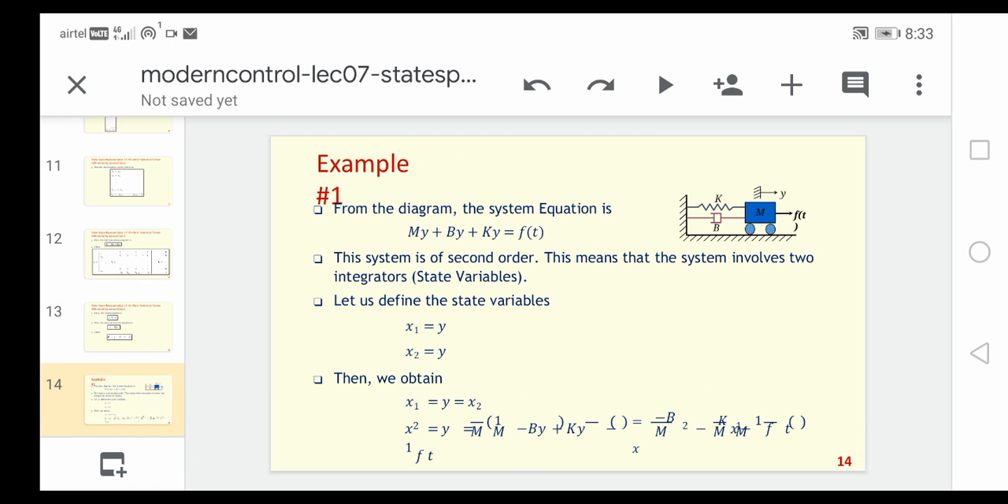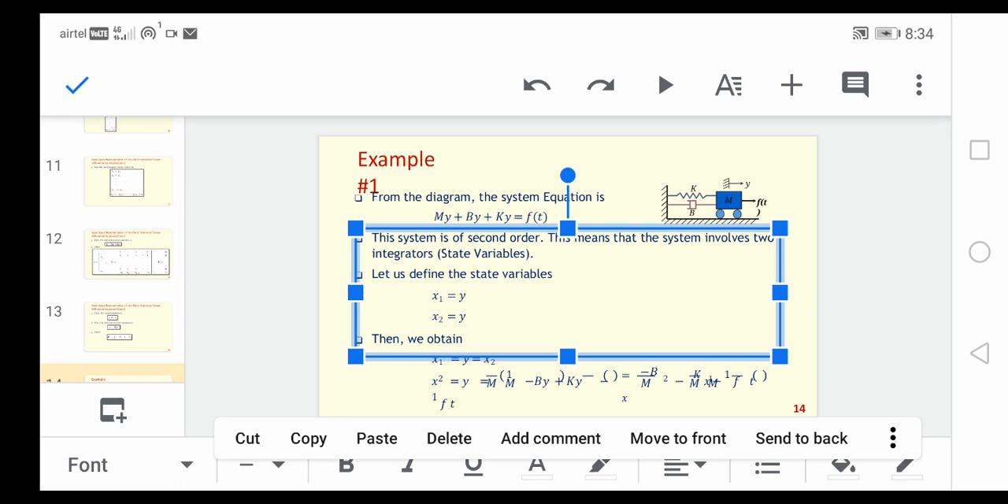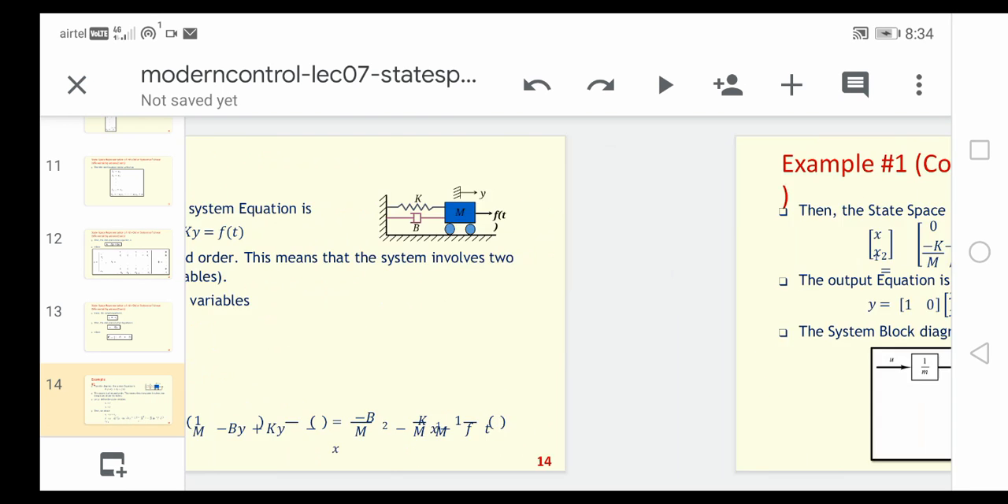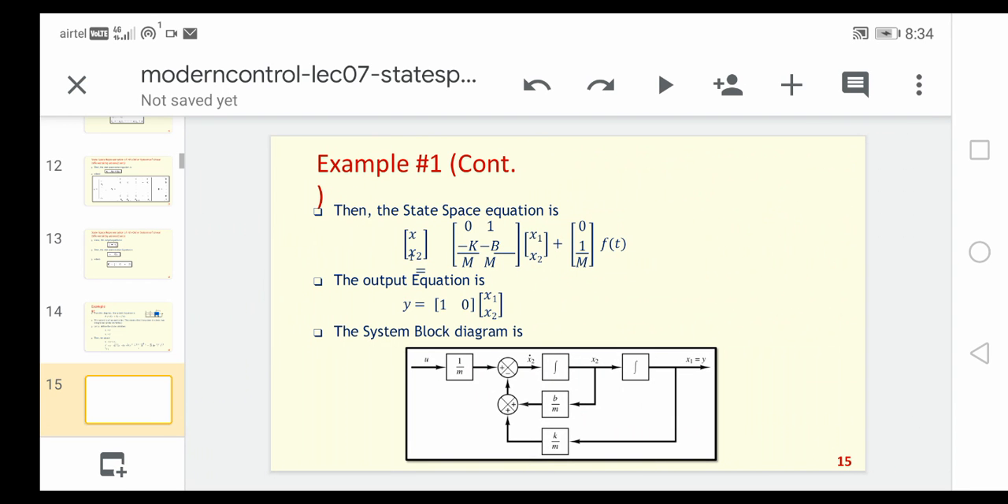From this equation you need to find the y value. Taking y out common, you get y is equal to 1 by m into 1 by m minus 1 by... you just find the y value from this equation. That is a simple thing. After finding this, you get the first equation.